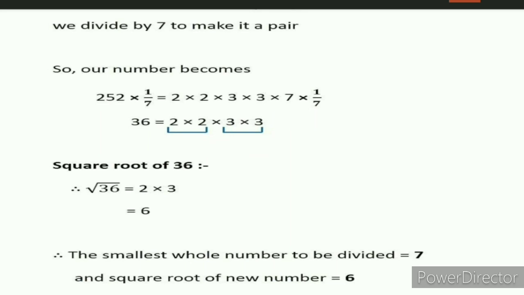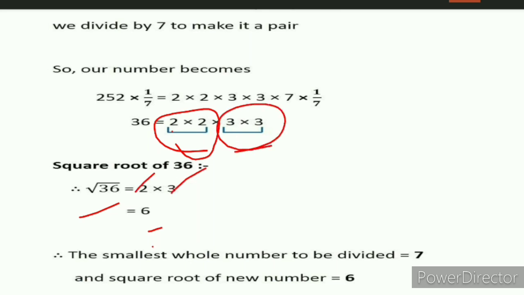If you divide, the number value decreases. That is, 252 becomes 36. Now 36 is a perfect square. Its square root is 6. As usual, from this take 1 from each pair. Okay, from the pairs you take 1 each, it is the square root. If you multiply, you will get the whole number's square root.